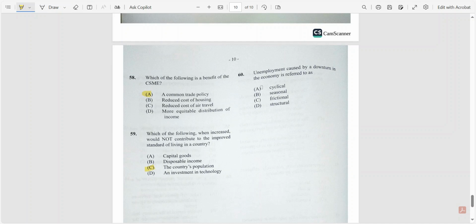Alright, so that was it for 2024 May June POB paper 1. I hope that would have assisted you.